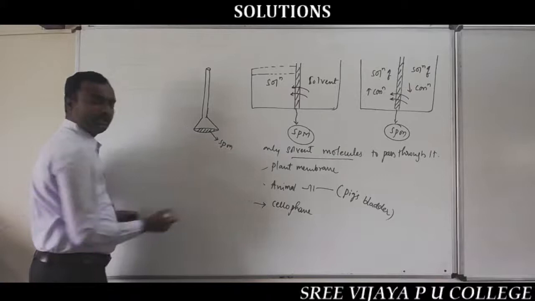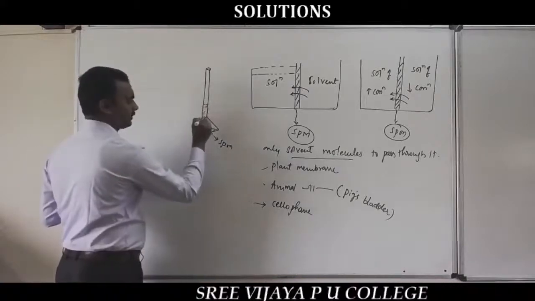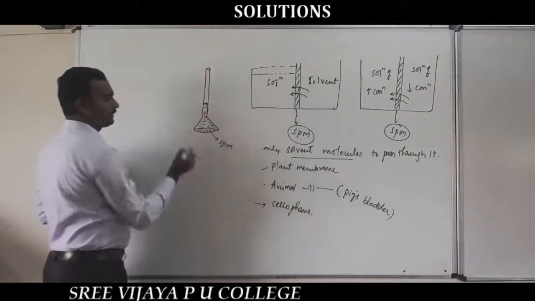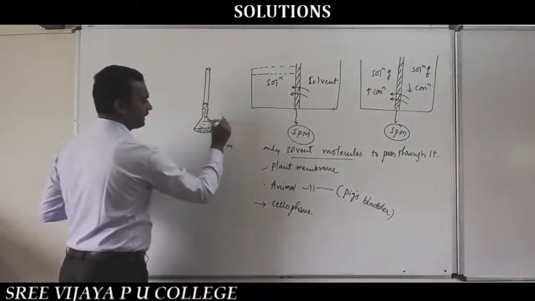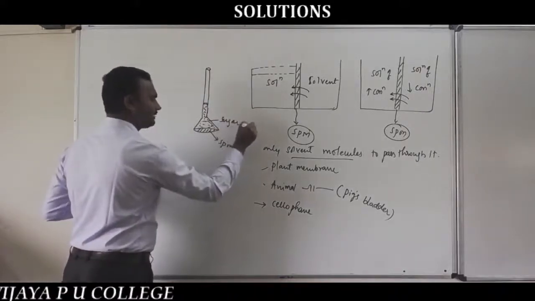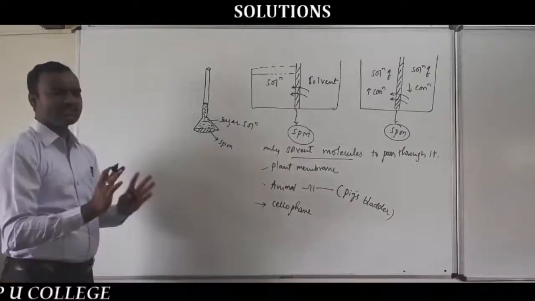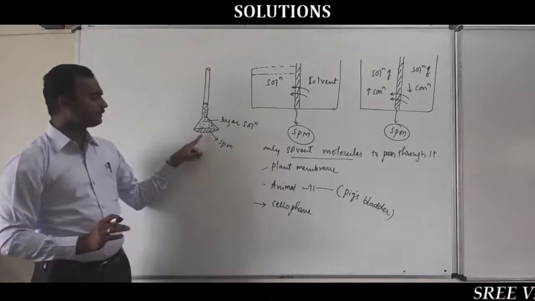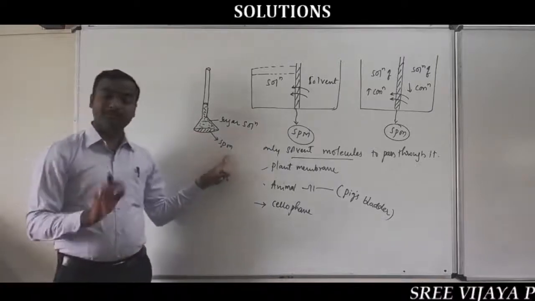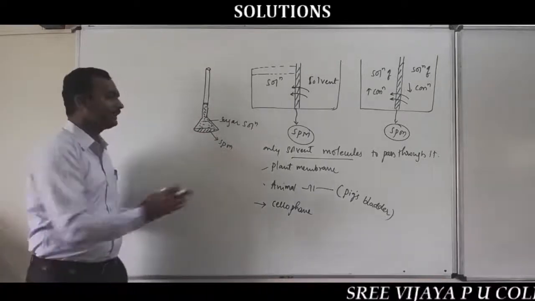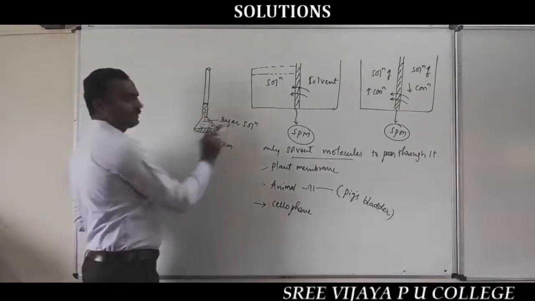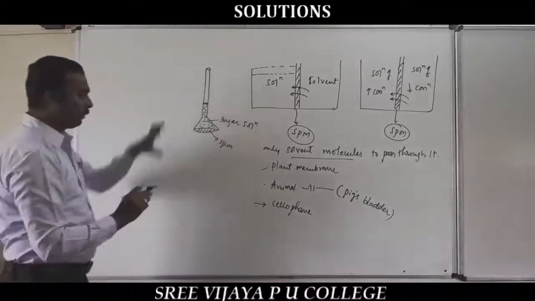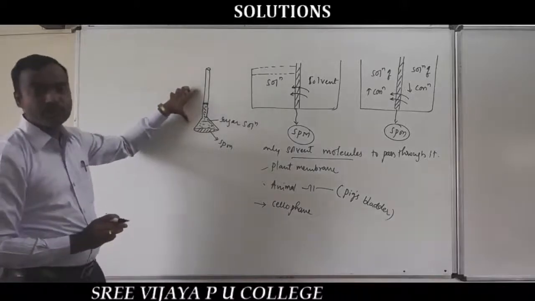In this funnel, I am going to take a strong sugar solution. This is the level of the sugar solution. It may be a sugar solution or a salt solution. The mouth of the funnel is covered with a semi-permeable membrane, which may be natural or synthetic. The level of the sugar solution is up to here. Now this is present in an inverted position.